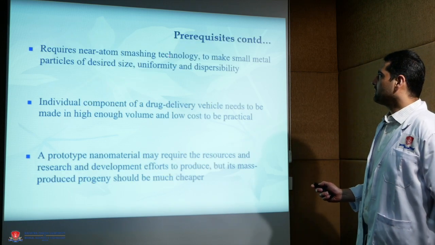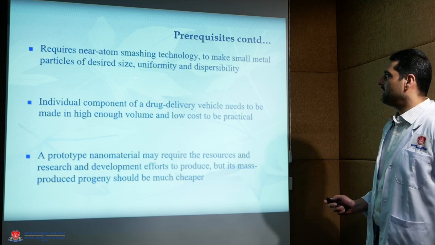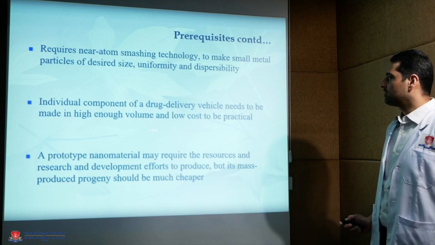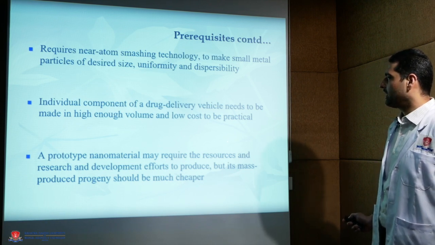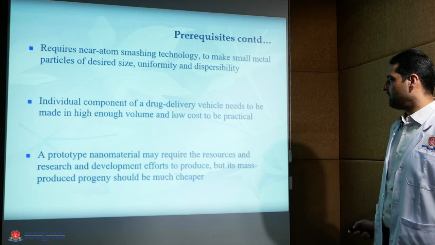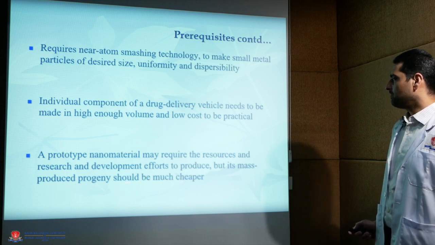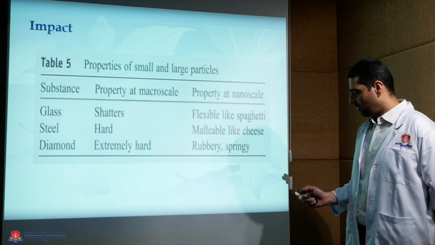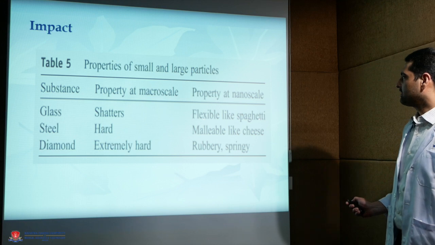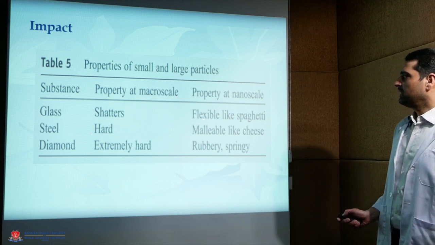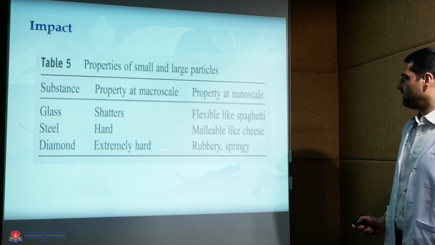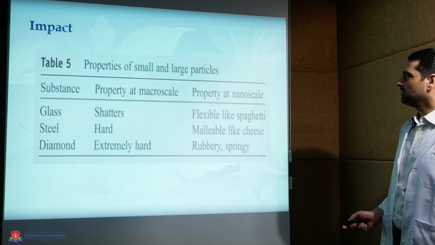It requires atom smashing technology to make small metal particles of desired size, uniformity and dispersibility. Individual component of drug delivery vehicle needs to be made in high enough volume and low cost to be practical. And a prototype material may require the resources and research and development efforts to produce, but its mass produced progeny should be much cheaper. Now just to give a brief idea, glass which shatters at macro scale becomes flexible like spaghetti at nanoscale. Steel which is hard in general becomes malleable like cheese, and similarly diamond which is extremely hard can be rubbery and springy at nanoscale.